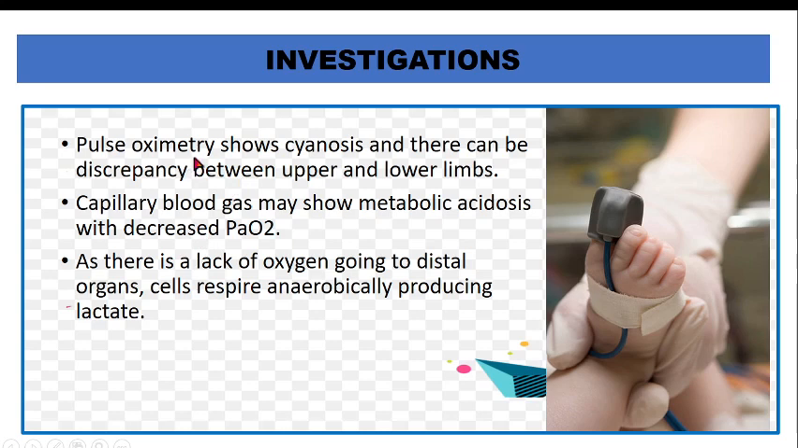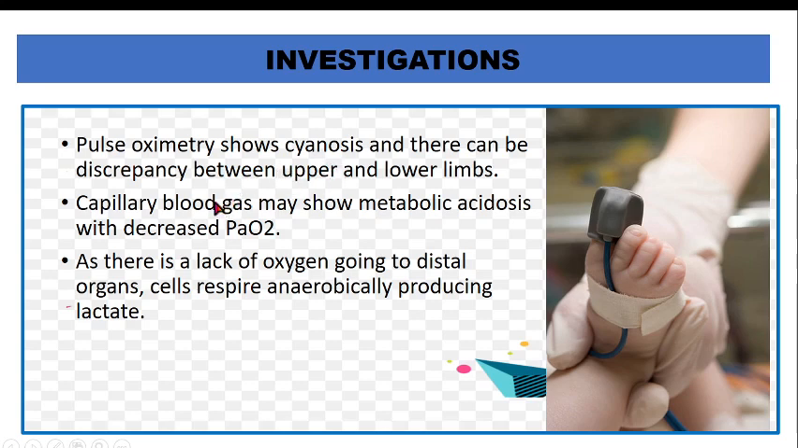Then if you see the pulse oximetry, this is the photograph of it. Pulse oximetry shows cyanosis and there can be a discrepancy between upper and lower limbs. Discrepancy means a difference between upper limbs and lower limbs. By the time this deoxygenated blood is coming down, more cyanosis will be there. So there can be discrepancies between upper and lower limbs.